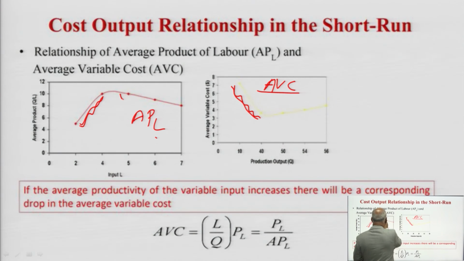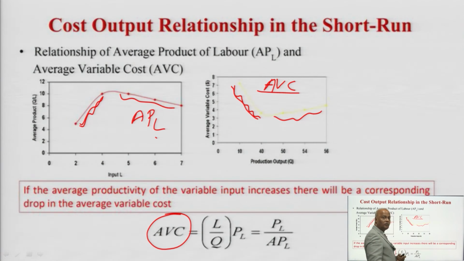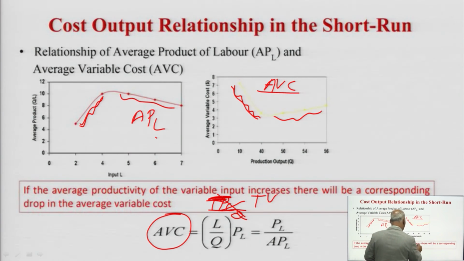Then when the average productivity of labor is declining, the average variable cost will increase. That can also be shown in an equation. Average variable cost is defined as total product of labor divided by Q. Sorry, this is not correct. Average variable cost is equal to total variable cost divided by Q.